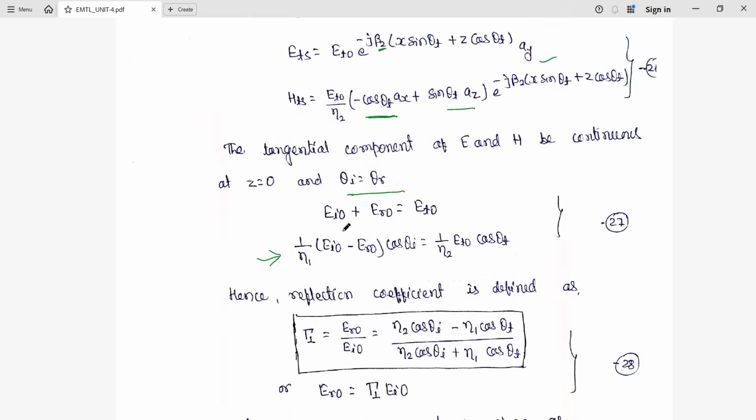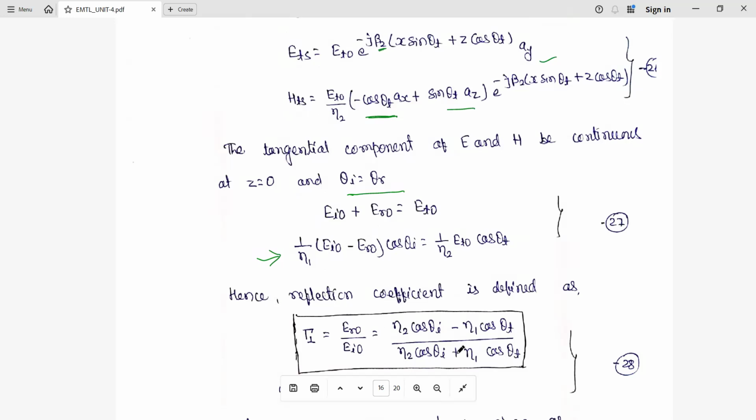So same thing, how we solve a linear equation of two variables, we have to equate the coefficients by multiplying by some numbers. So here we need to multiply by 1 by eta 2, and here we have to multiply with cos theta t also. So finally, after rearranging the equations 27, we have the reflection coefficient as eta 2 cos theta I minus eta 1 cos theta t divided by eta 2 cos theta I plus eta 1 cos theta t.